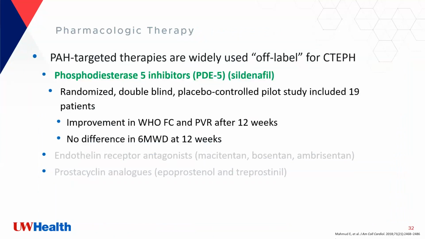Other therapies are usually used off-label for CTEPH. First is phosphodiesterase 5 inhibitors such as sildenafil, because it was studied in a randomized, double-blind, placebo-controlled pilot study that included 19 patients. This medication helped to improve WHO functional class and pulmonary vascular resistance. However, it didn't show a difference in 6-minute walk distance, but again, this was only a 19-patient study.